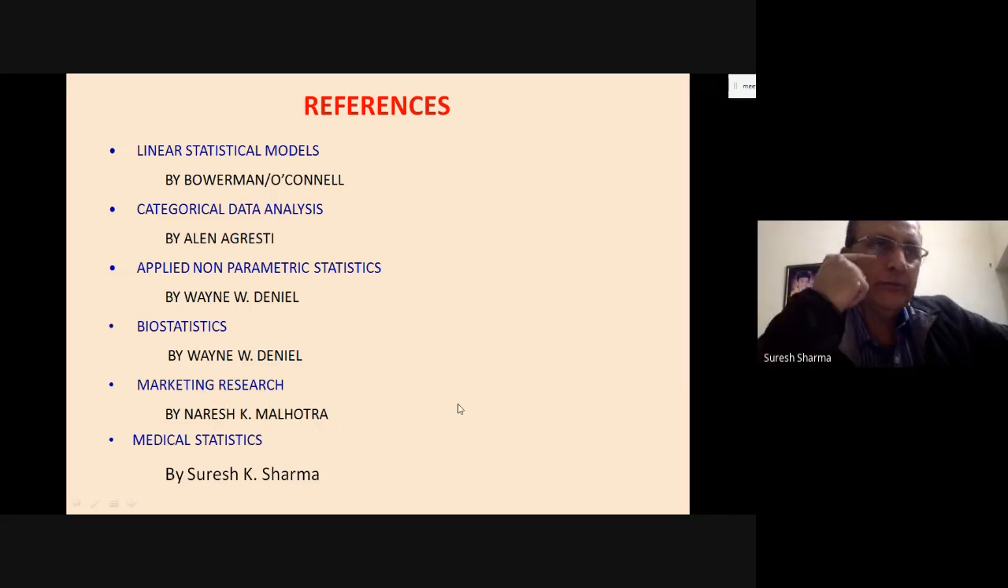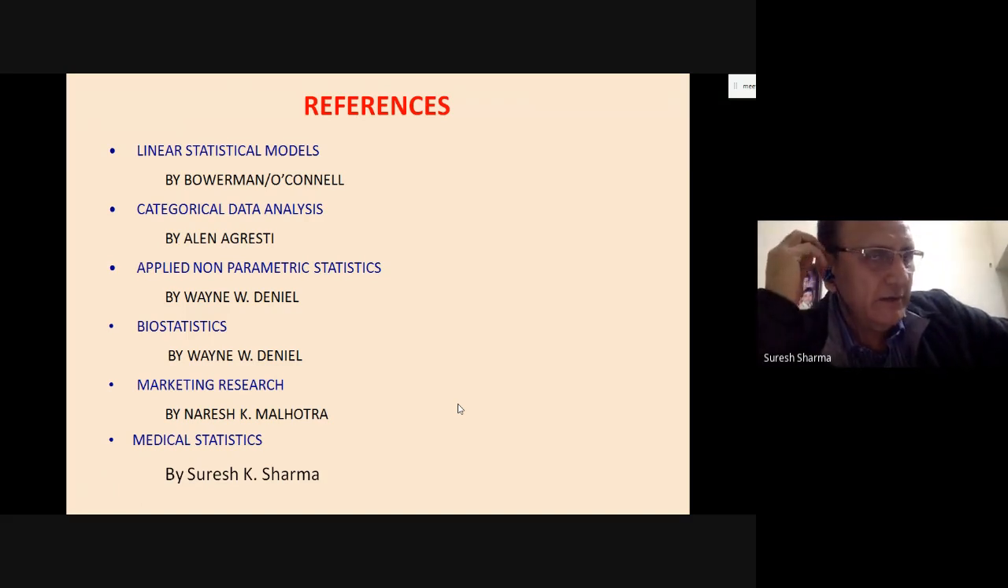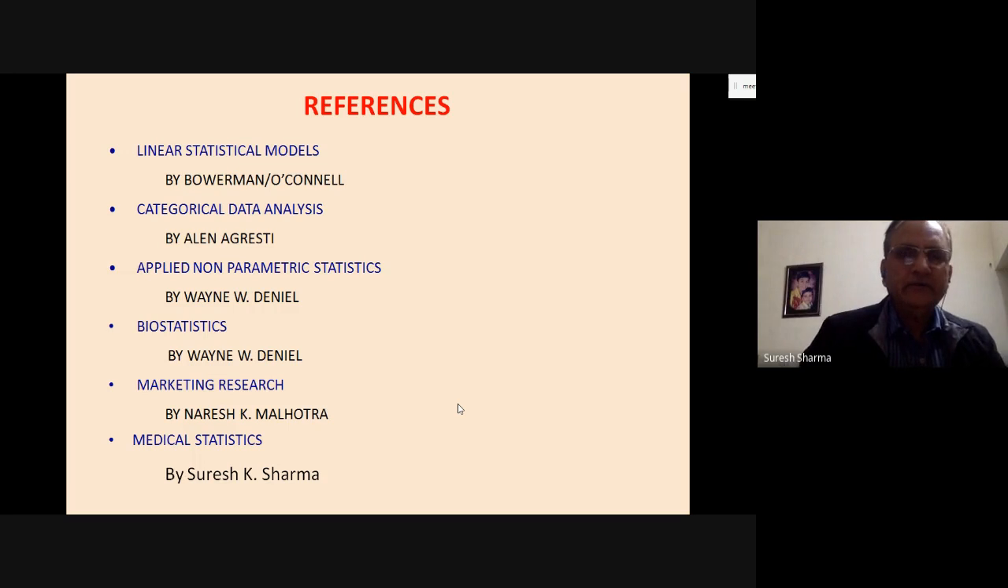And one of the books which I have written is on medical statistics. If you want to learn about meta-analysis or analysis of variance, analysis of covariance, multivariate analysis of variance, all these techniques, counting statistics, some basics are also given, and some advanced topics, mixed modeling, etc., are also given.